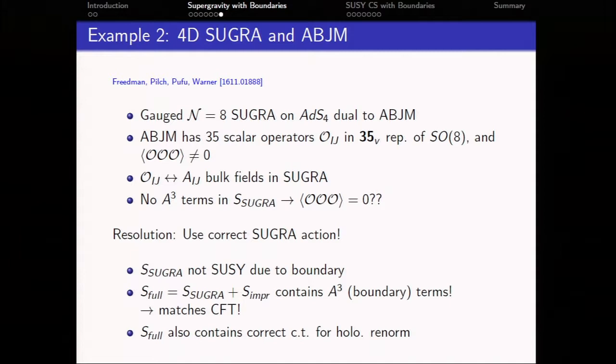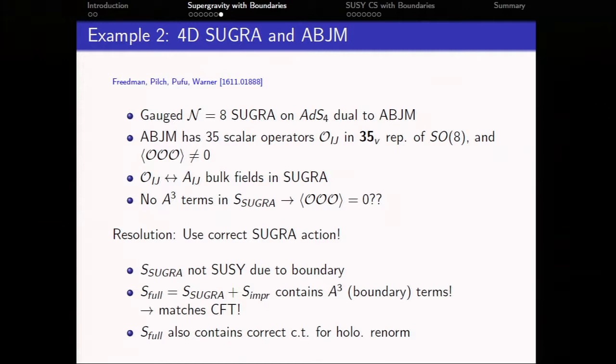Now, it's not terribly important for my talk what ABJM is and what's in it, but what is important is the results of their paper. In particular, ABJM has certain scalar operators which sit in some representation of SO(8), and you can prove very nicely in field theory that their three-point function is non-zero. So this three-point function you would want to reproduce from the bulk, from holography.